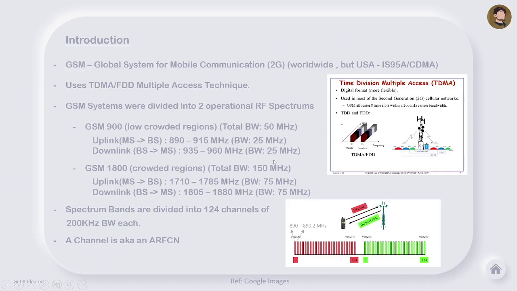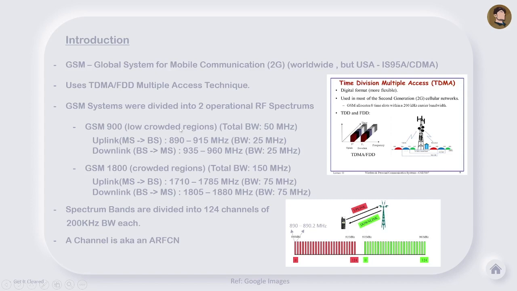So in GSM they use this technique for efficient use of allocated spectrum. Now GSM systems were actually divided into two operational RF spectrums. For low crowded regions, GSM 900 is implemented, and for crowded regions or very crowded metropolitan cities like Mumbai, GSM 1800 is implemented. The name itself suggests that GSM 900 uses frequencies around 900 megahertz, and GSM 1800 uses frequencies around 1800 megahertz.